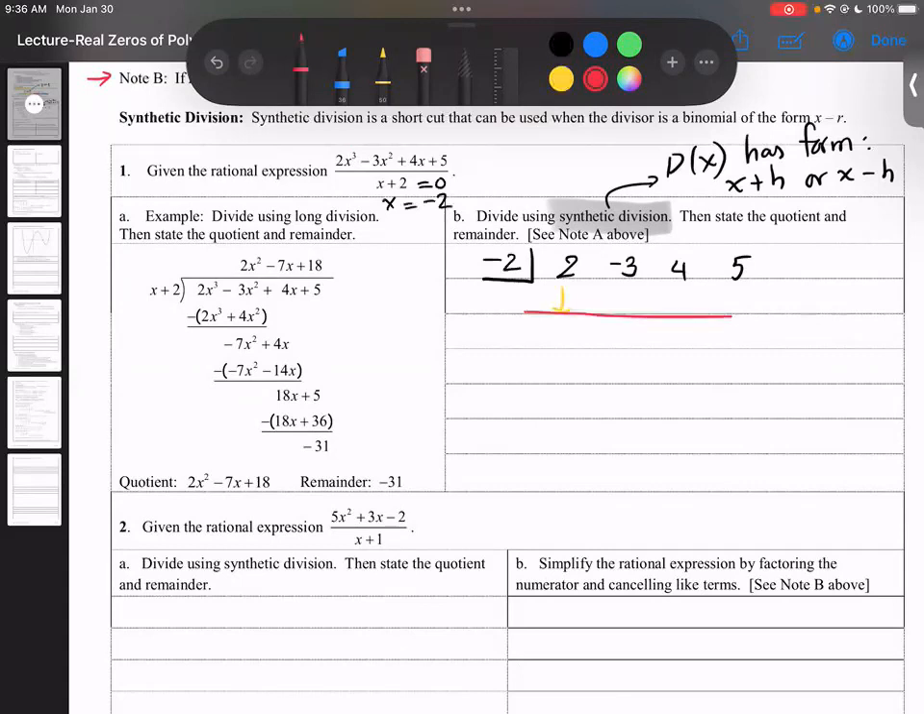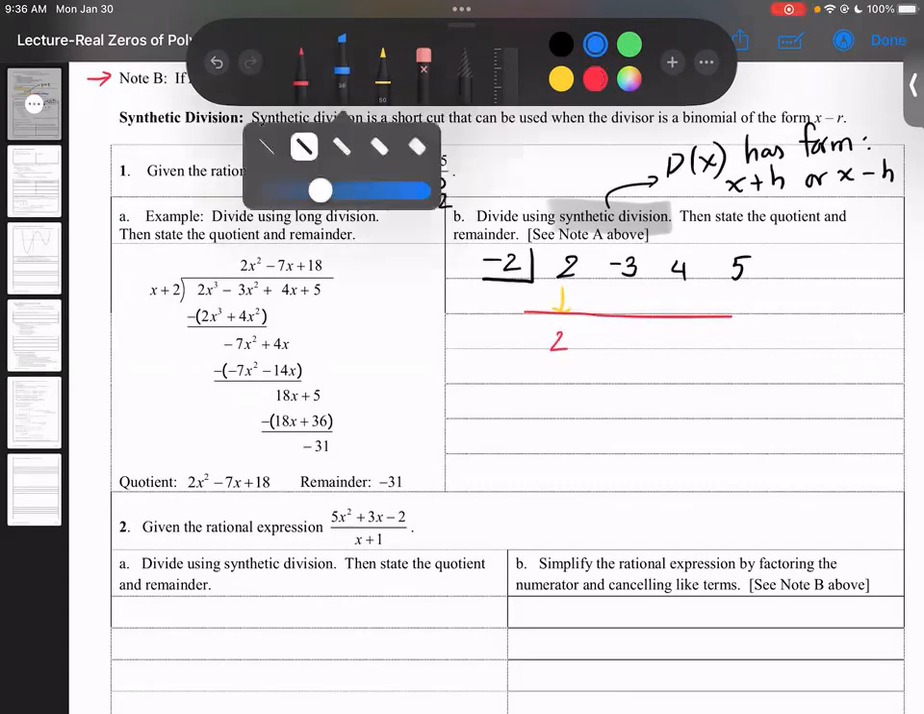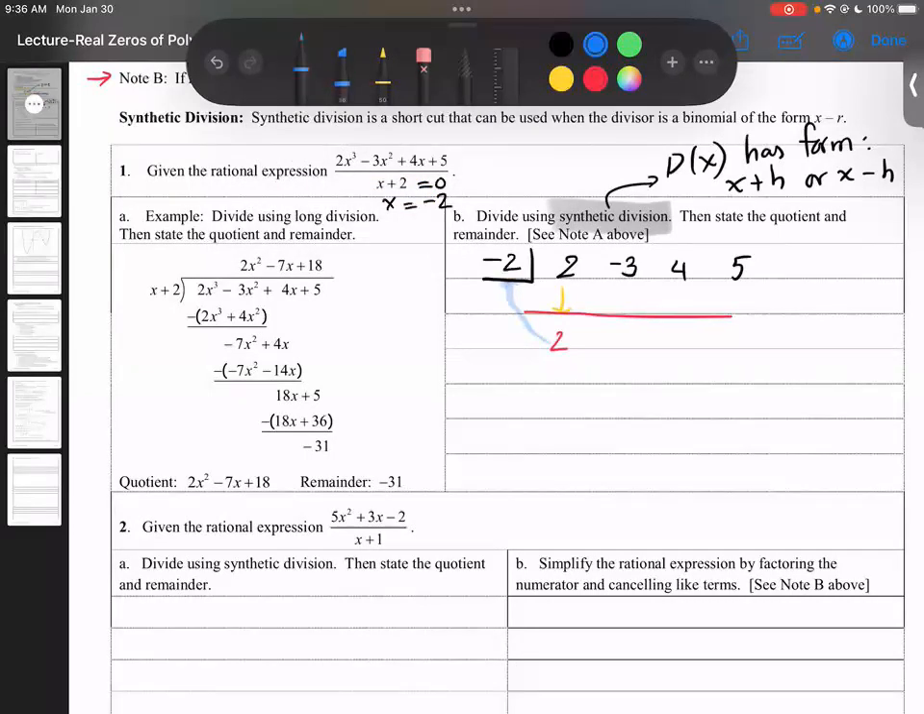And then the first step, you're going to take down the 2. Always bring down the first coefficient. And then you take 2 times negative 2. 2 times negative 2 is negative 4. And then you add down. So negative 3 plus negative 4, that's minus 7. And you do the same step. Negative 7 times negative 2 in the box, I have positive 14. 4 plus 14, that's 18. Same step. Multiply back to the one in the box. 18 times negative 2 is negative 36.